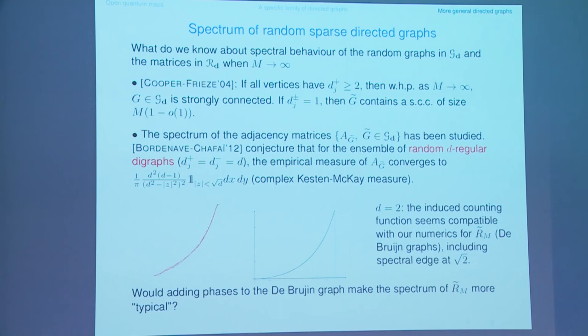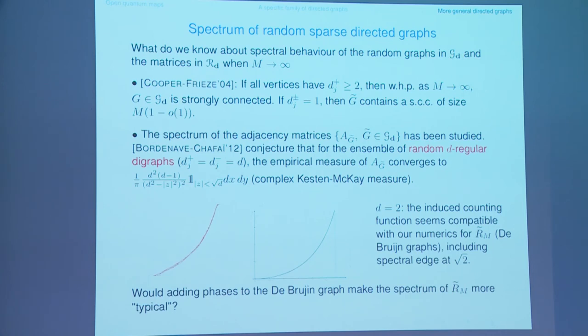And as far as I know, there is no general study of the spectrum of this, even the spectrum of the adjacency matrices. There is a conjecture which you can find in a 2012 paper by Bordenave and Chafaï, who listed some open problems in the closing remarks, and made a conjecture about the asymptotic spectral distribution for the adjacency matrix, when you put ones everywhere, for this type of random graphs in the case where the graphs are d-regular, meaning that each node has exactly d outgoing edges and d incoming edges.